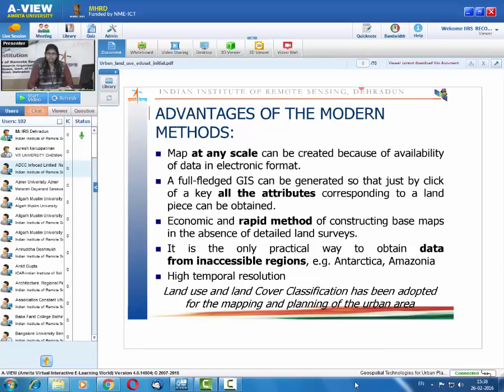Very, very important point, because not always can you go for a survey to all the regions across the nation. You have to have the data of those regions which are inaccessible. Here remote sensing plays a major role.